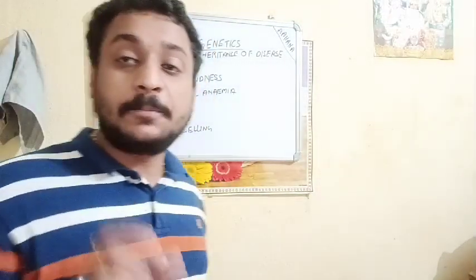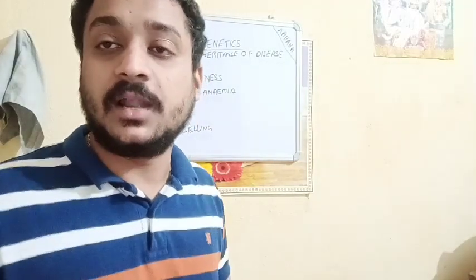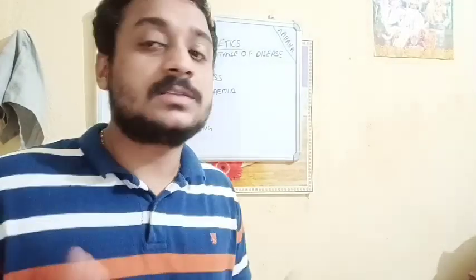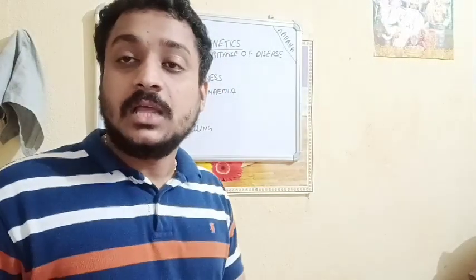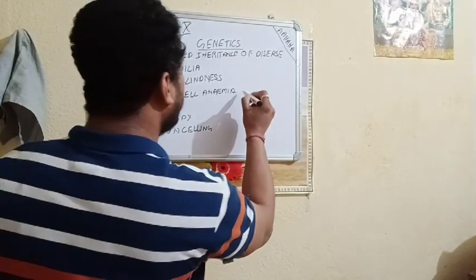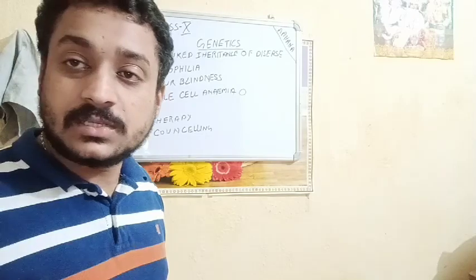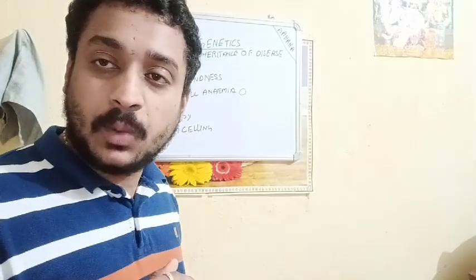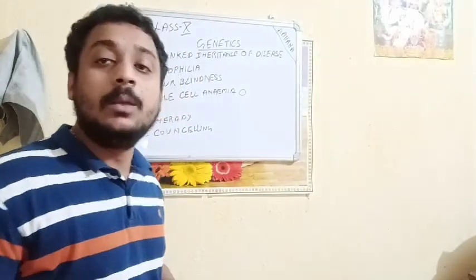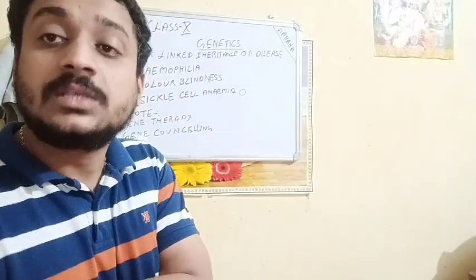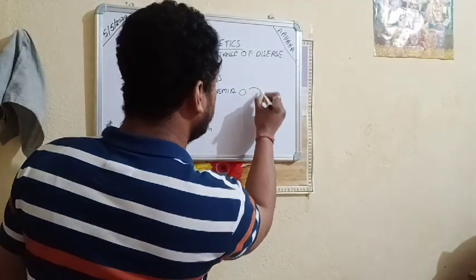Color blindness: the person cannot detect the proper color. Means whether it is red or green or blue, the person cannot detect that color properly. Next, sickle cell anemia. Means the red blood cells are biconcave in shape like this. Now what will happen in sickle cell anemia? That biconcave shape of the red blood cell will be converted into a sickle cell, like this. This is the sickle cell.